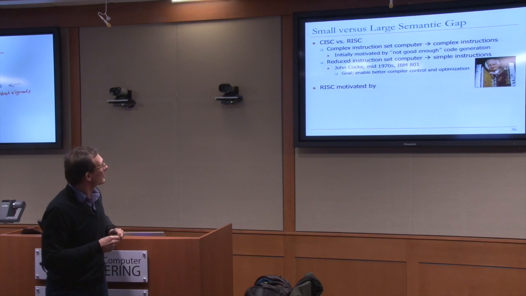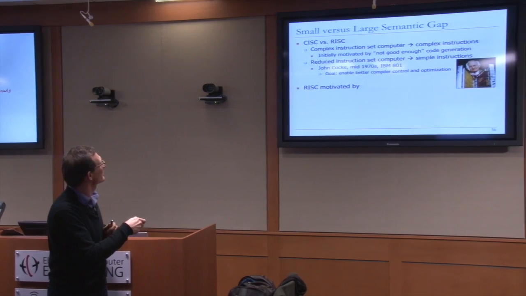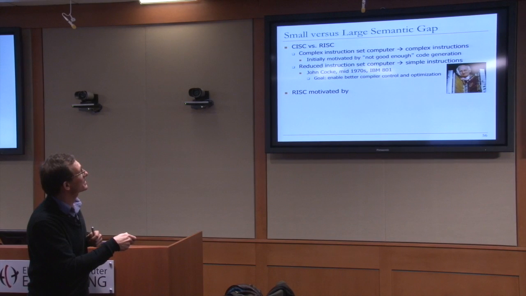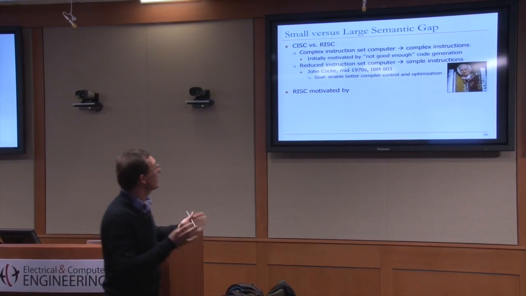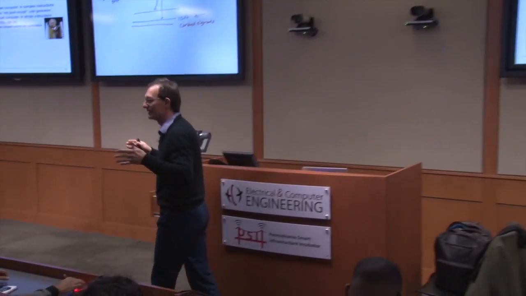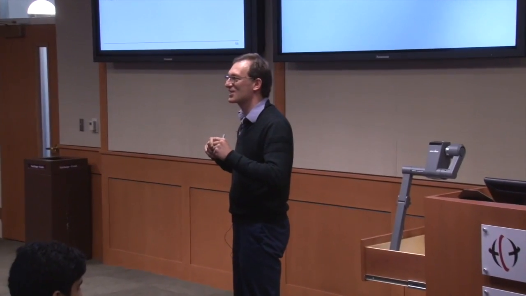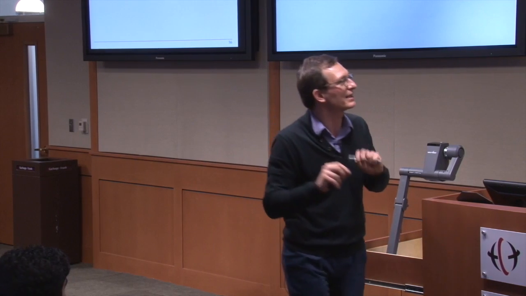OK. So, small versus large semantic gap. We're going to spend the next 10 minutes on this probably. Complex instruction set computer, you have complex instructions. Initially, this was motivated by not good enough code generation. Why did people start with complex instructions? Because the compilers were not good, actually. Compiler technology didn't develop well. As a result, it was easier to have complex instructions than to convert the high-level language with a very simple compiler.